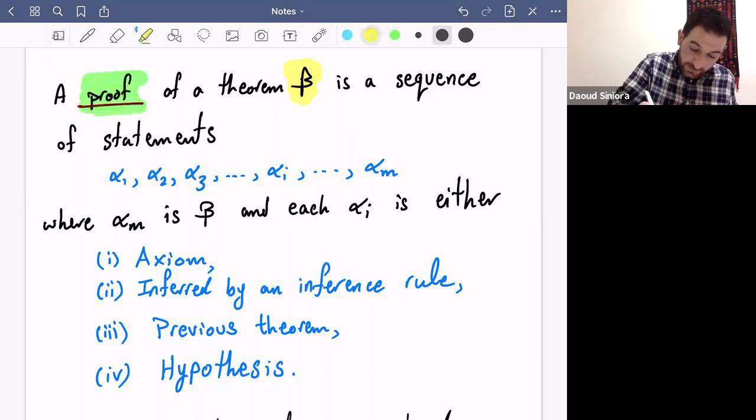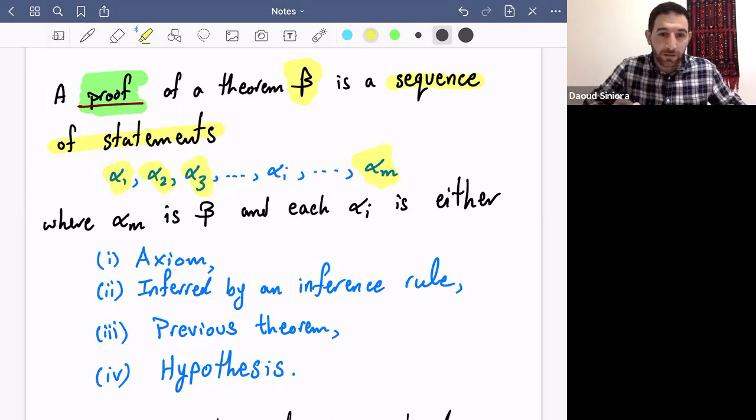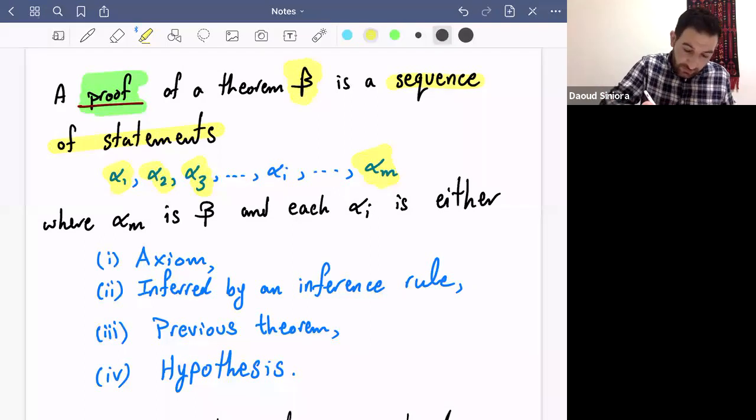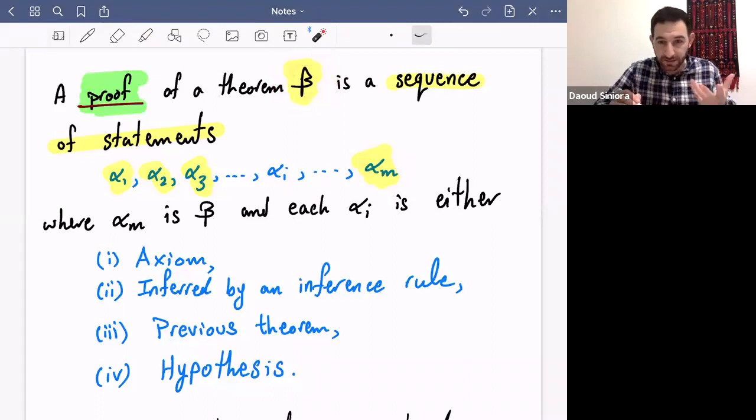It's a sequence of statements. Let's call the sequence alpha 1, this is the first statement, alpha 2, this is the second statement, and so on up to the last statement alpha m. So it's a finite sequence of statements. The property of this sequence is that the last statement alpha m is the theorem beta that we want to prove. It is the statement which we want to show is true.